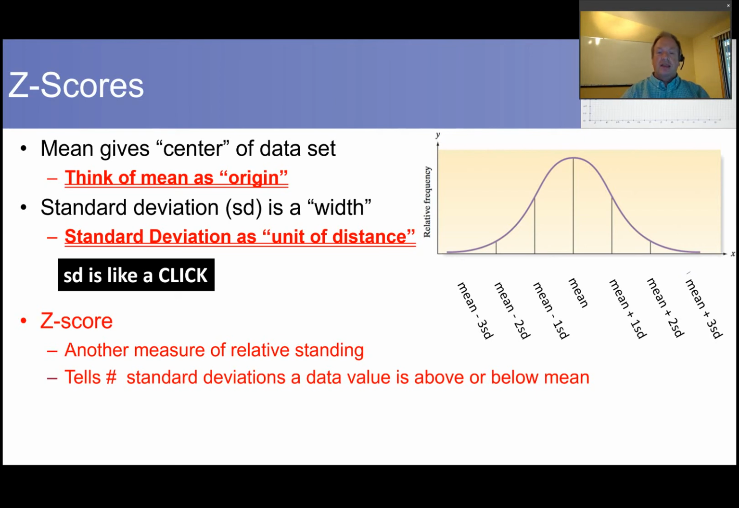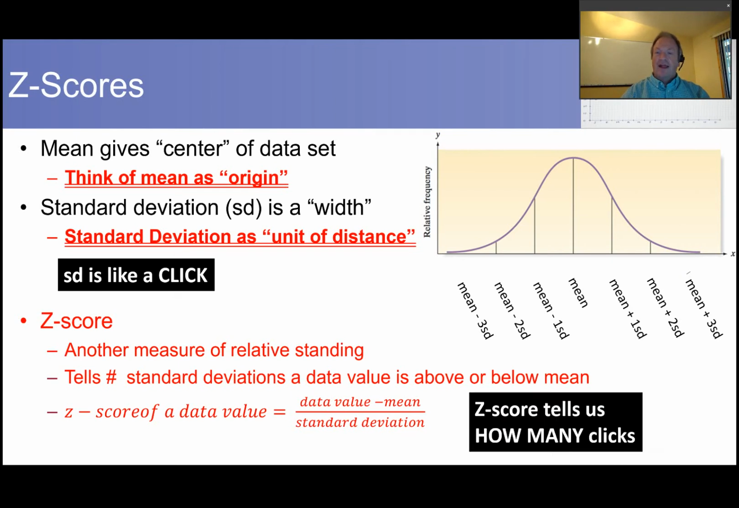Specifically, it's going to tell us the number of standard deviations a data value is above or below the mean. And so we're going to compute the z-score of a data value by subtracting the mean from its value and dividing by the standard deviation. And so we can think of the z-score as telling us how many clicks above or below the mean a particular data value is. And so if you think about it, these red values would be z-scores. This is 1 standard deviation above the mean, so it's going to be plus 1.